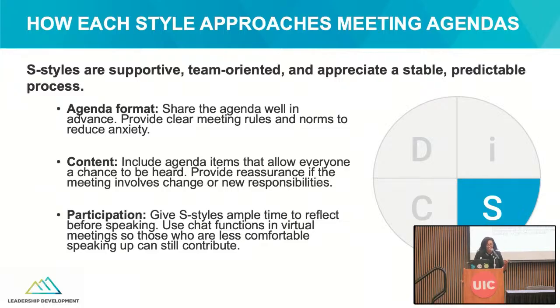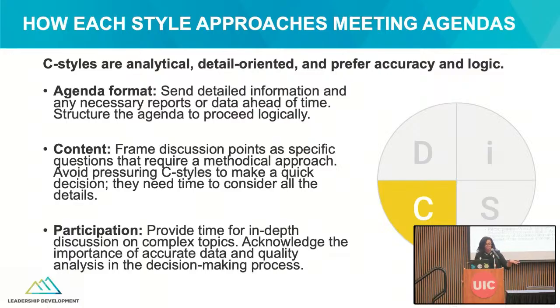Then the S style, focus on sharing the agenda well in advance, including the agenda items, and then giving the S style ample time to be able to reflect before speaking. And then lastly, the C style, right? The thoroughness, the accuracy, send the detailed information up front, structure the agenda to proceed logically, because if it jumps back and forth, it won't follow. Frame your discussion points as specific questions that require a little bit of a methodical approach, and then provide time for that in-depth discussion on the complex topics. So making sure that you value everyone's time.